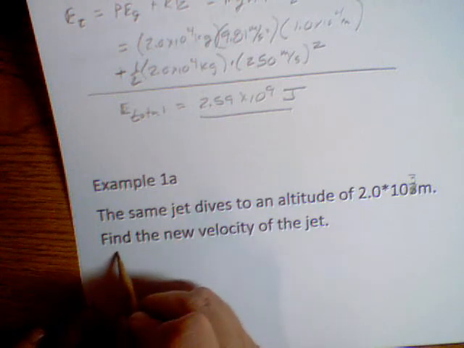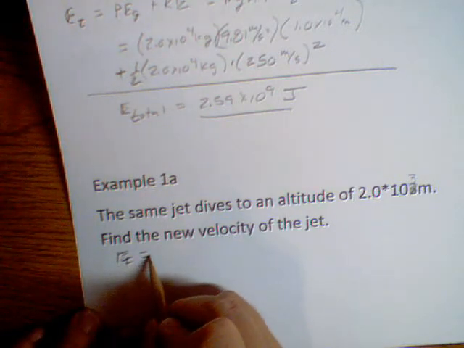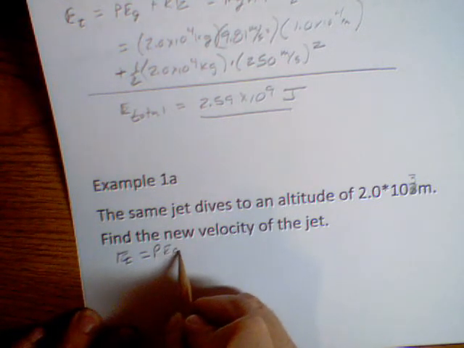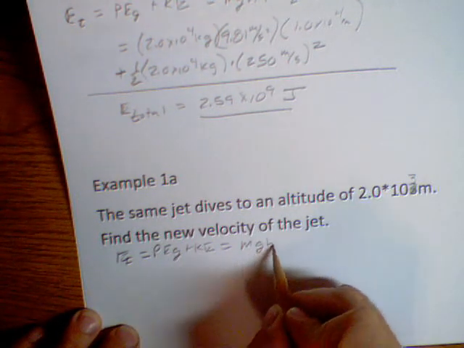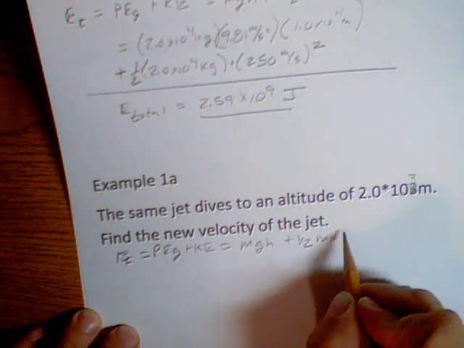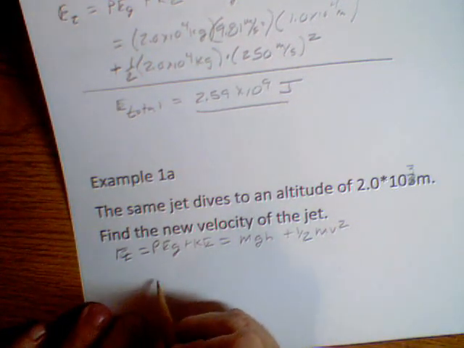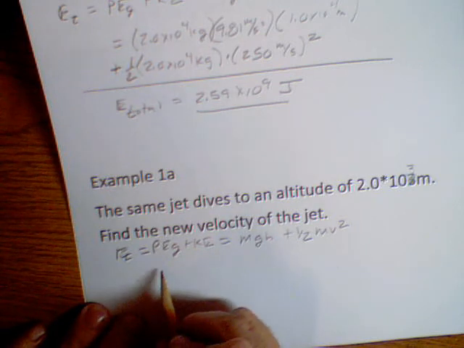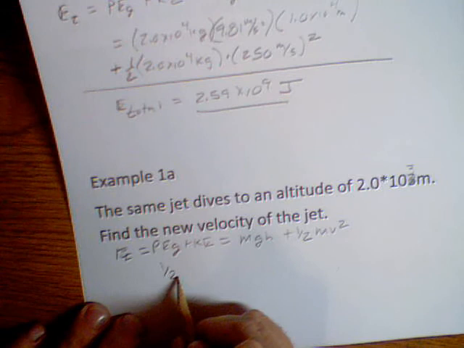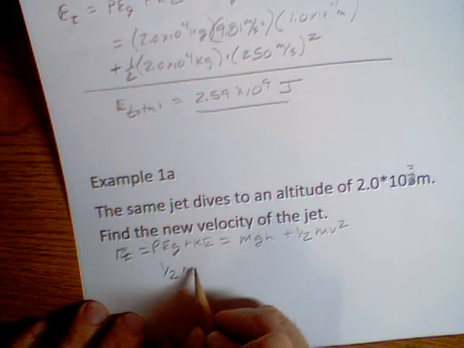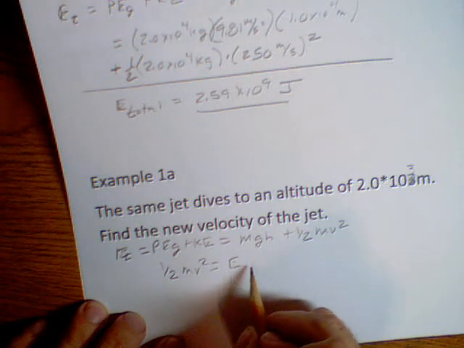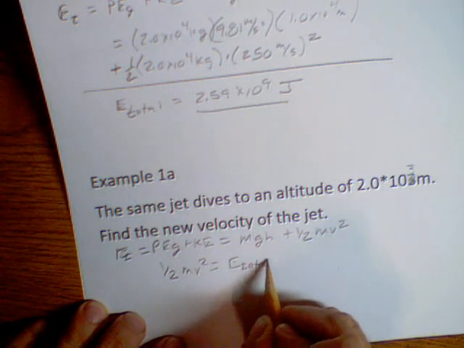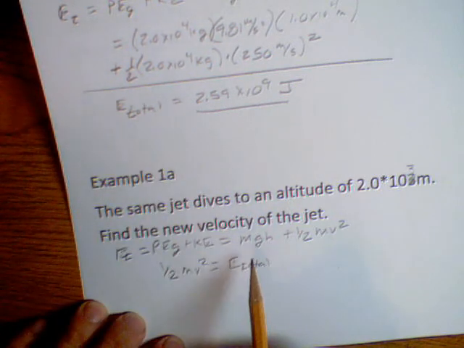Well, energy total equals potential energy due to gravity plus kinetic energy. Again, 1/2 mass times velocity squared. So if we just took 1/2 mass times velocity squared equals energy total, which we already found out.